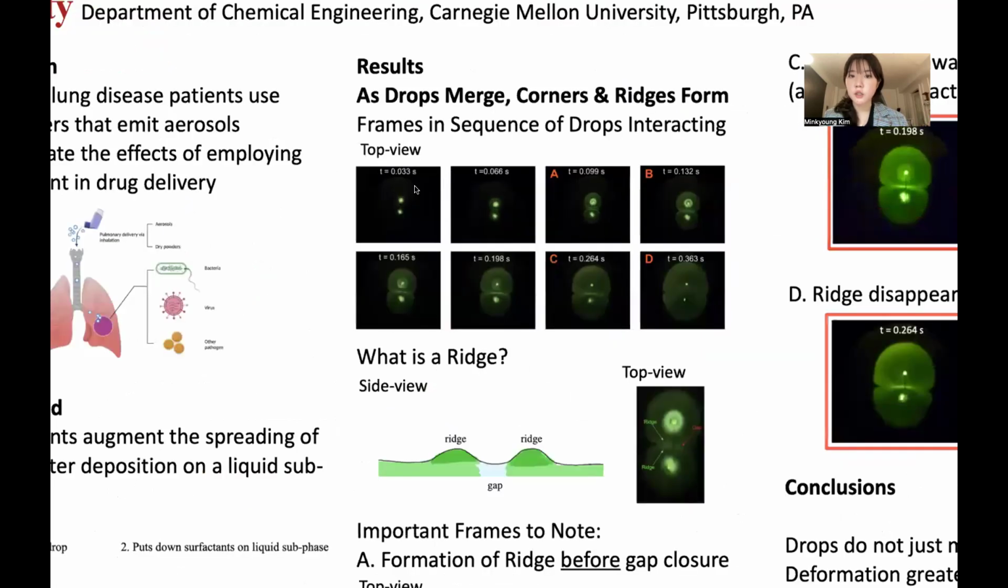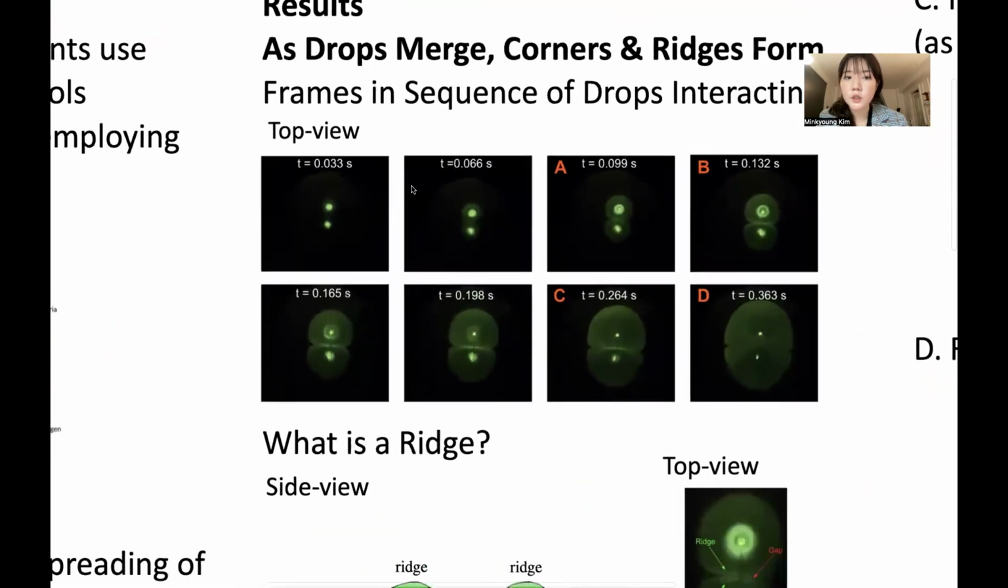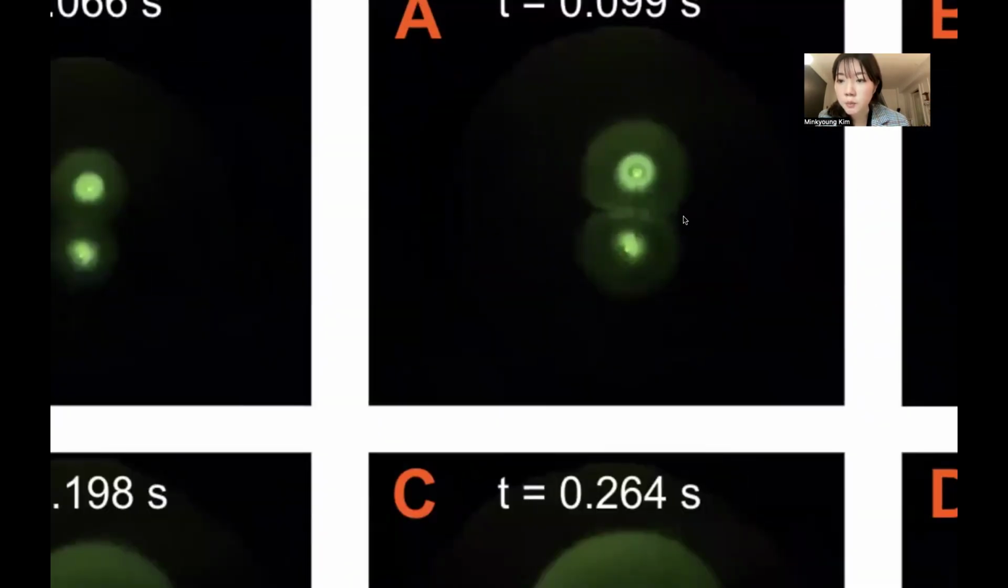Moving on to the results section, as drops merge, we see some corners and ridges forming. What I have up here is a top view of two drops interacting together, and I also have the timestamps. You will see that as drops get nearby, there is this faint black line sitting between these two drops, and you would also see these corners, which is quite intriguing because they are refusing to coalesce initially.